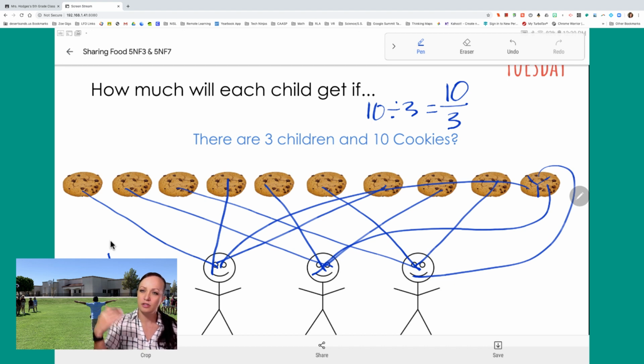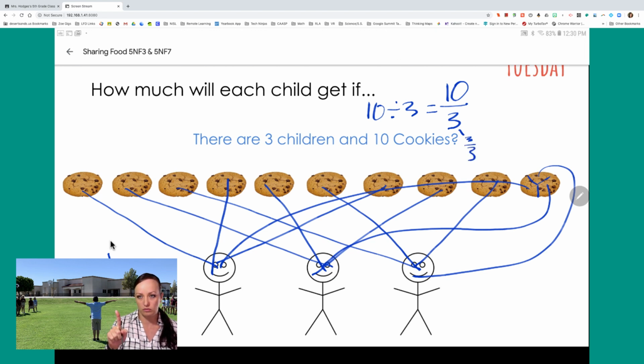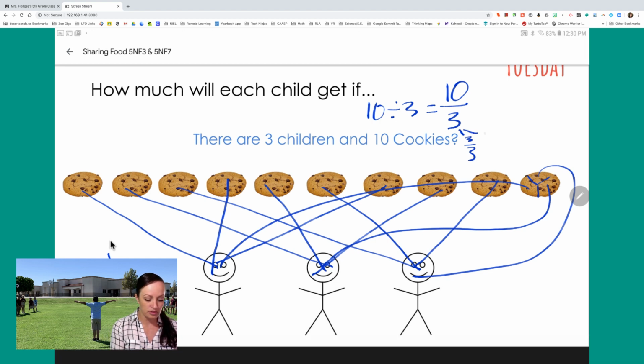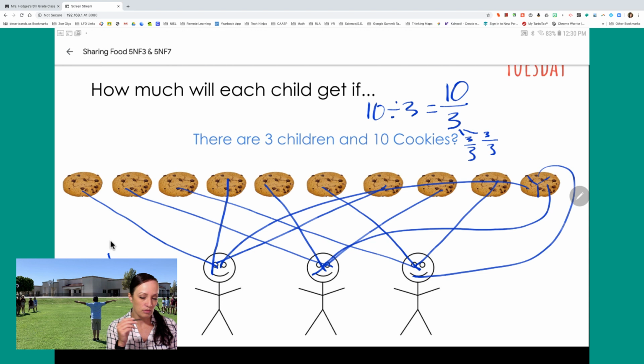If I said, how many cookies do you get? Oh, I get 10/3 of a cookie. People look at you like, I don't really know what that means. So 10/3, let's figure out how many wholes that would be. If I take out 3/3, I know 3/3 means 1 whole. So I have 10/3 to divvy up. So far I've used 3. Let me take 3 more out. That would be 6/3. I'm almost at 10.